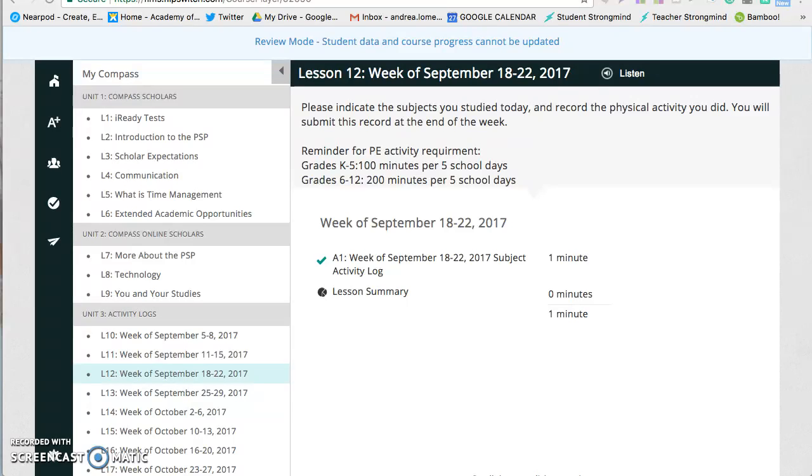Hi, you guys. Today I needed to share some important information with you about attendance, the very, very important word of attendance. Some of you have been doing a fabulous job, and I think some of you just aren't aware of what you need to be doing in the My Compass course to make sure that we can claim your attendance. So I'm going to go over that with you.